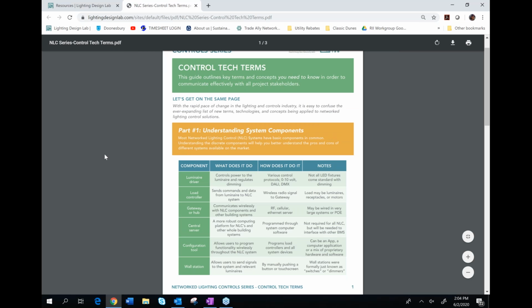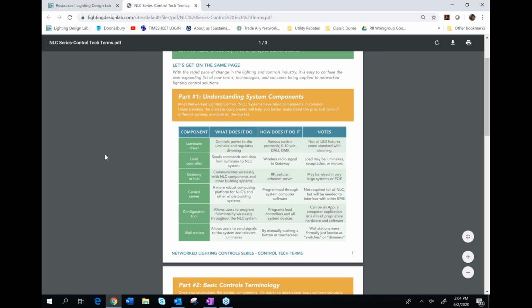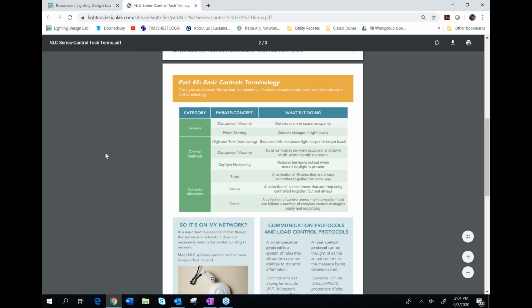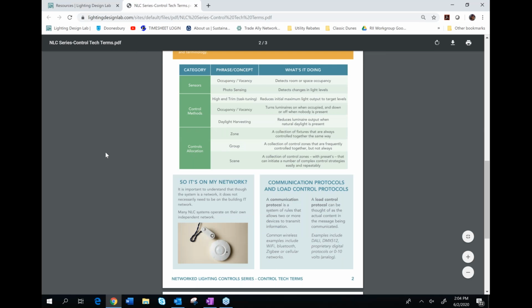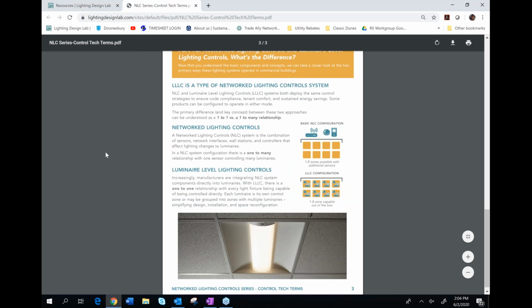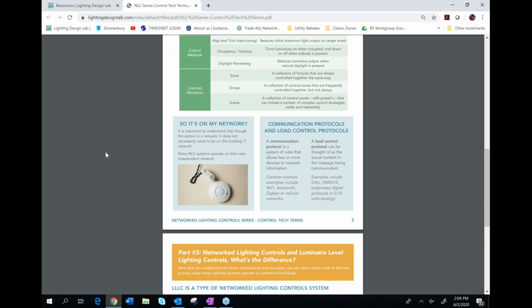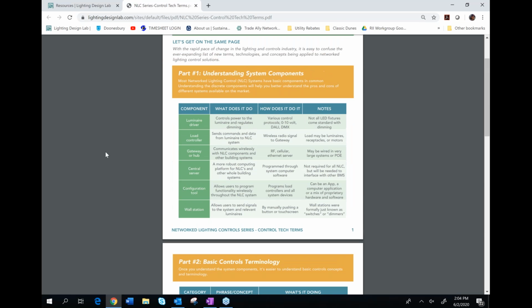three-pager, this is the only one that's a three-pager, is that it's broken up. It starts by identifying the specific component. It then goes on to talking about basic controls terminology. And once you understand those two concepts, it goes on to explain what network lighting control means relative to luminaire level lighting control. Now, I just skipped over a ton of stuff, but Armando, can you kind of explain what that means?